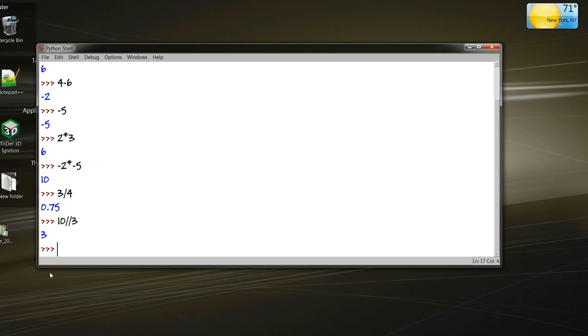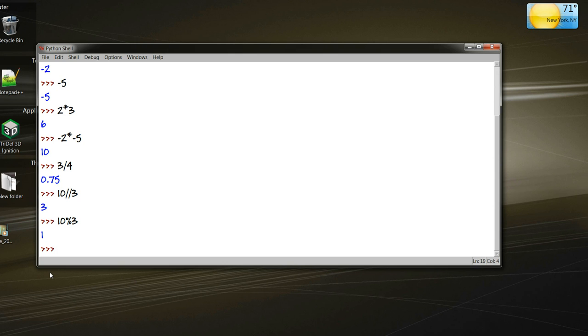If we wanted to get the remainder, we use what they call the modulus symbol, which is the percentage sign. So 10 mod 3, there's a remainder of 1. So that's pretty much the different means of division in Python.